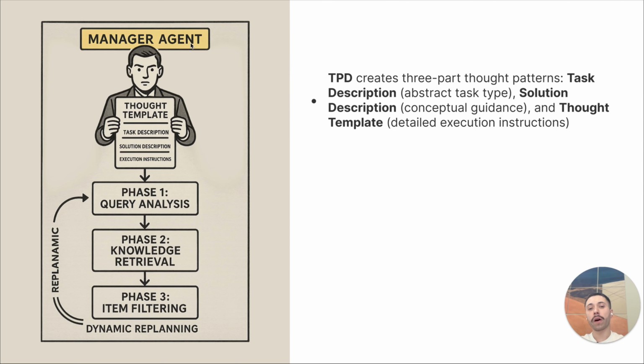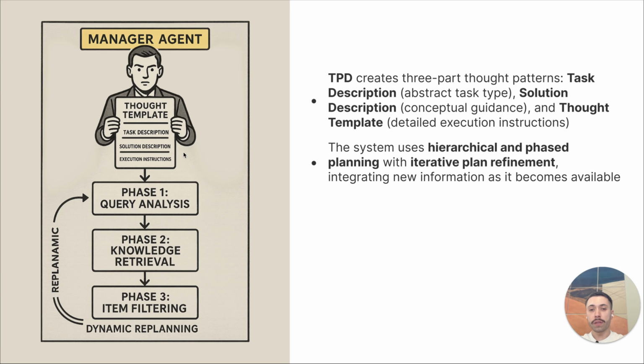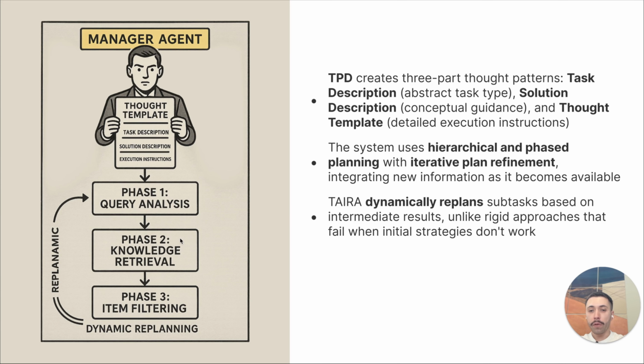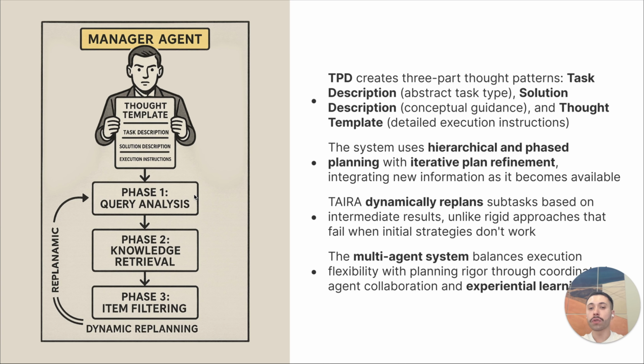TPD creates three-part thought patterns: description of a task for abstract task types, description of a solution for conceptual guidance, and the thought template for detailed execution instructions. The system uses hierarchical and phase planning with iterative plan refinement, integrating the new information as it becomes available. TAIRA dynamically replans subtasks based on intermediate results, unlike rigid approaches that crash when initial strategies don't work. The multi-agent system balances execution flexibility with planning rigor through coordinated agent collaboration and experiential learning.